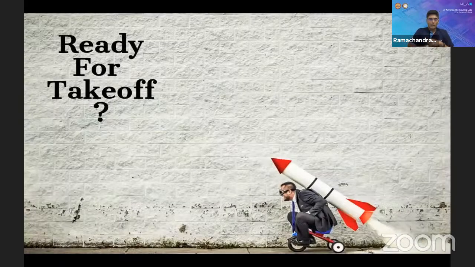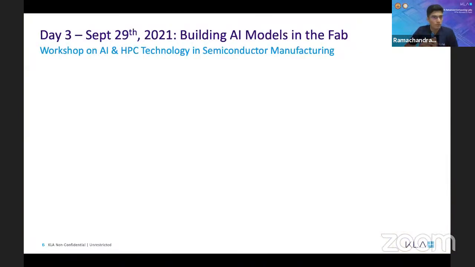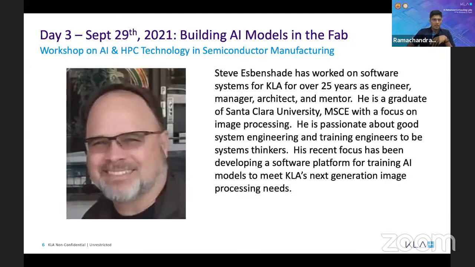With that said, I hope you're ready for takeoff. This talk will really help understand how the AI and machine learning models that Chris and Jacob spoke about actually get implemented in a real fab-like environment. And for that, I'm glad to kick off day three on September 29th with the topic of building AI models in the fab. Today's talk will be presented by Steve Esbenshade.